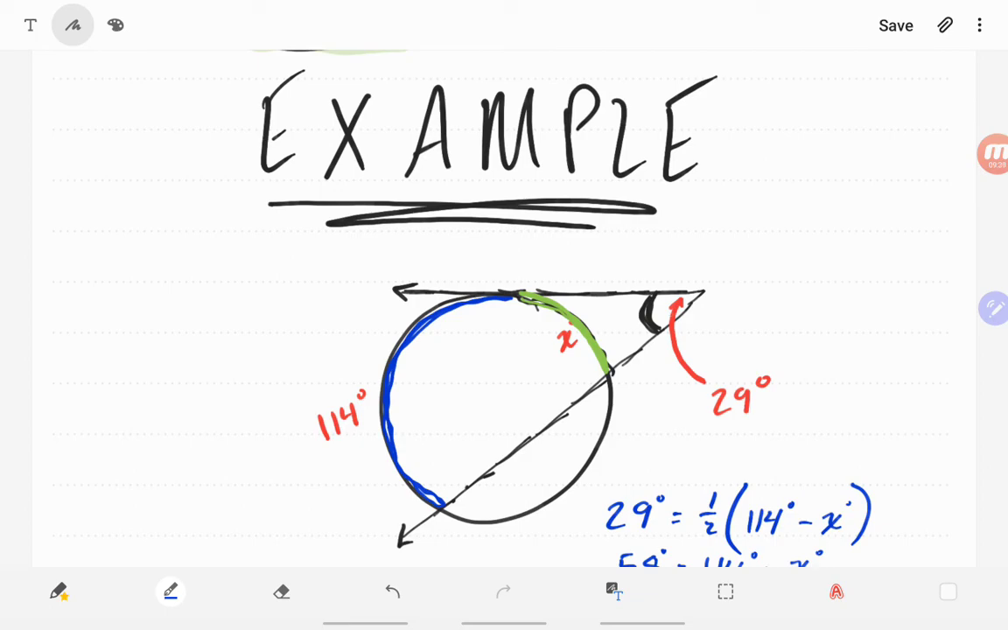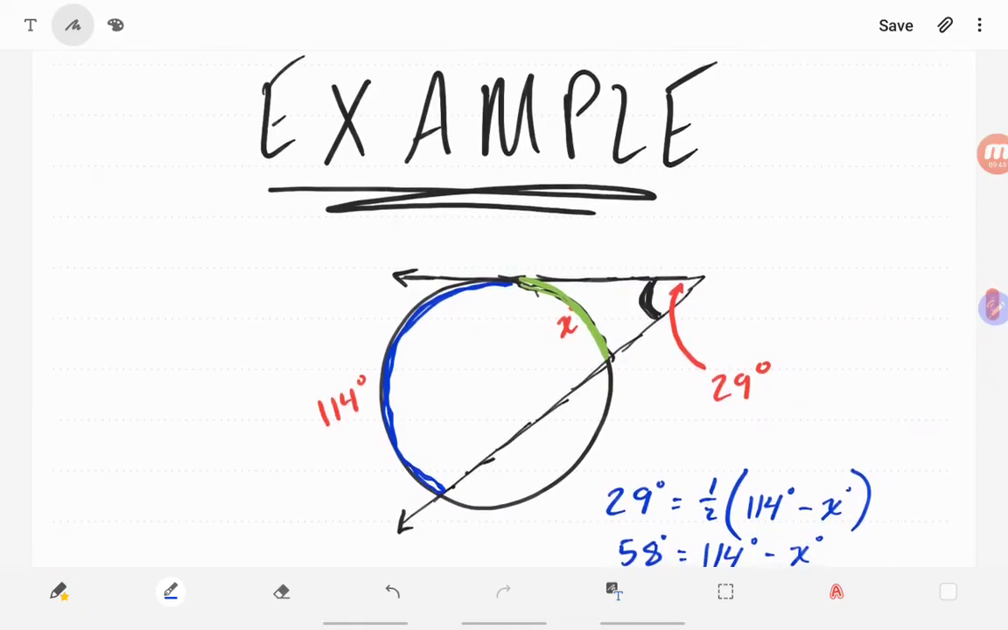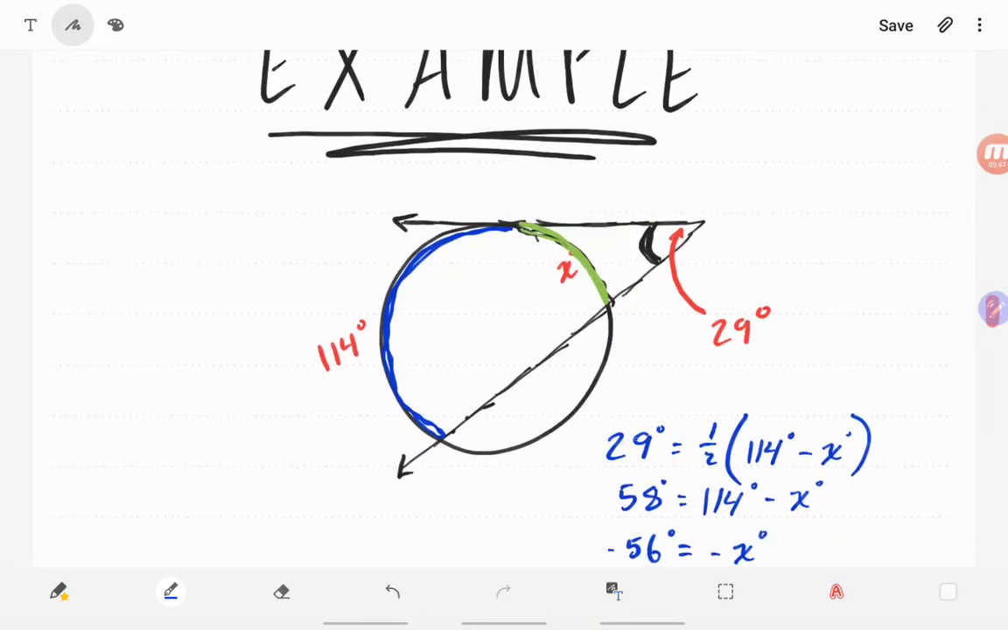Well, what we know is that the measure of this angle, 29 degrees, is equal to half the difference of the large arc minus the small arc, right? So I can replace the unknowns with the values that I know. And then instead of distributing this 1/2, I don't want to do that. What I'm going to do is I'm going to actually multiply both sides by 2.